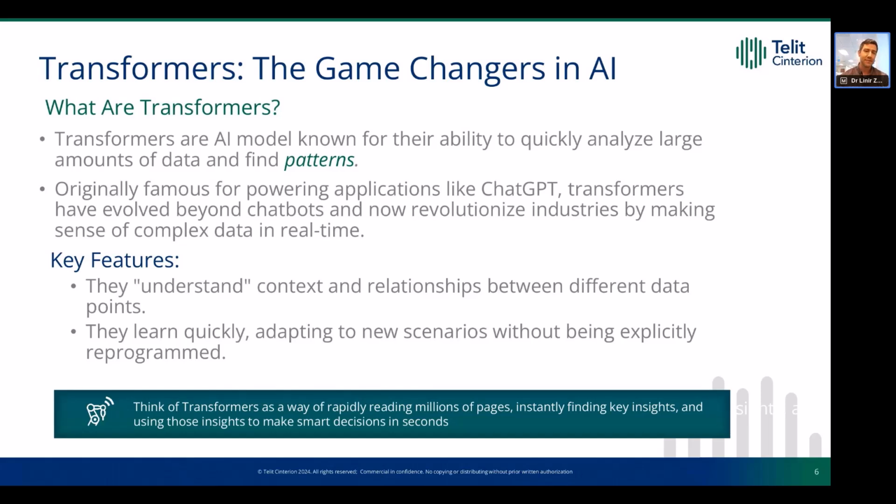Transformers are the game changers in AI. So what exactly are they? Transformers are essentially an AI model known for their ability to quickly analyze large amounts of data and find patterns. It has a very sophisticated mechanism that I'll dive into in the next couple of slides, where it can detect the context of the data. It can understand it, learn from it, and learn how to operate better based on the different patterns that it sees in the data.